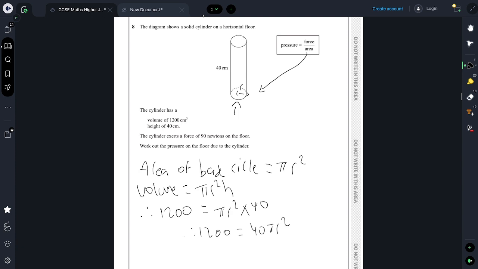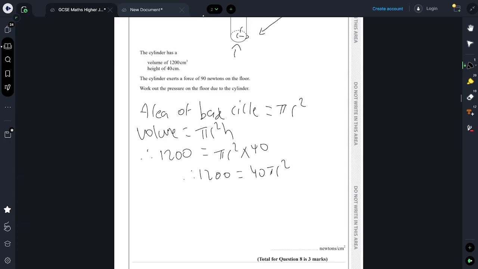Okay. Now you might be tempted to find r. So you'd want to divide by 40 pi and then square root. However, because there's pi, and pi is a dodgy decimal, 3.14 something, it's irrational, it goes on forever. We cannot do this on a calculator and get a nice number. The question clearly wants us to give a whole number. We want the exact answer.